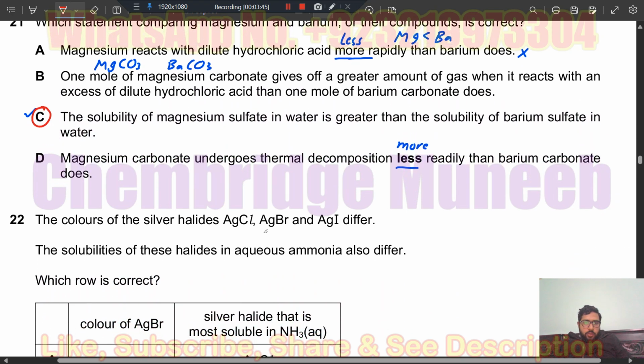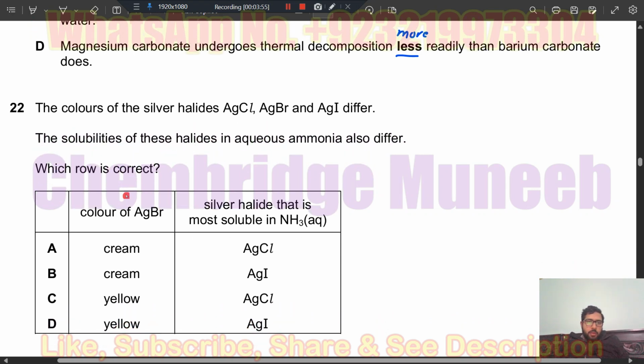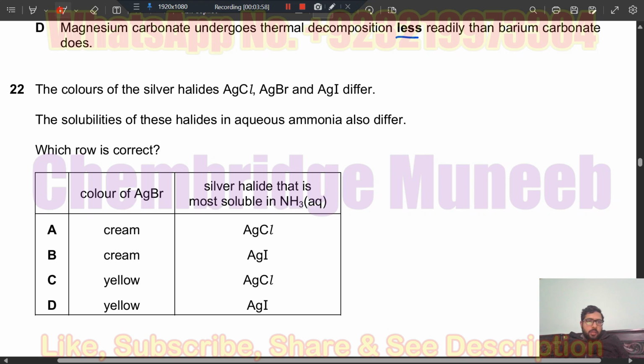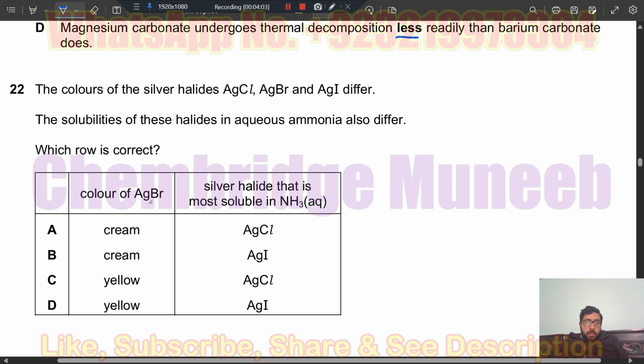Now the next question is: the colors of the silver halides AgCl, AgBr and AgI differ, and the solubility of these halides in aqueous ammonia also differs. So we have to compare the colors of the salts of silver with these halogens. We know that AgI is yellow in color, and AgBr is cream in color. So both options A and B are correct in this case.